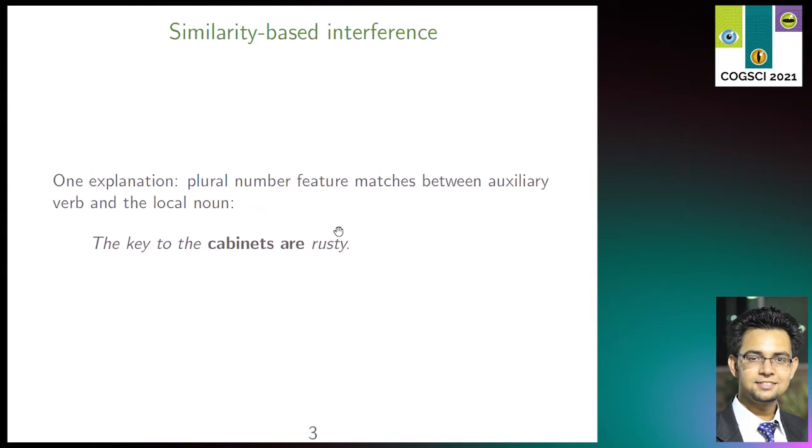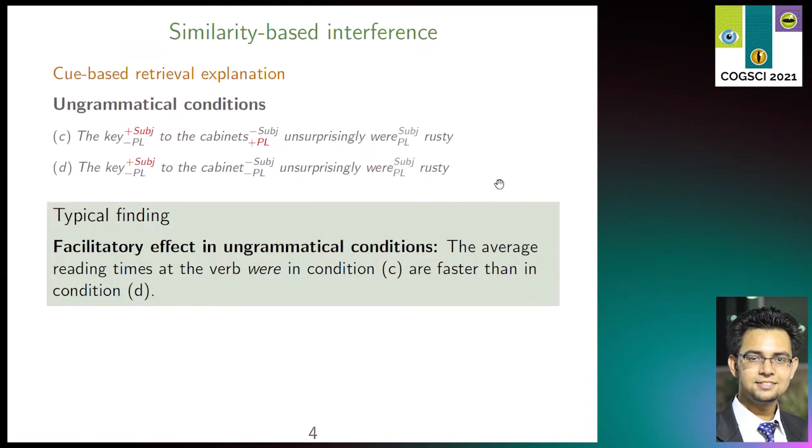So one explanation is this, that there is a local noun cabinets which is plural marked, and this auxiliary verb tends to locally agree with this noun cabinets. And due to this local agreement, we find these sentences acceptable. This phenomenon is called similarity-based interference. Now, one of the theories of sentence processing formulates this explanation in terms of a cue-based retrieval process.